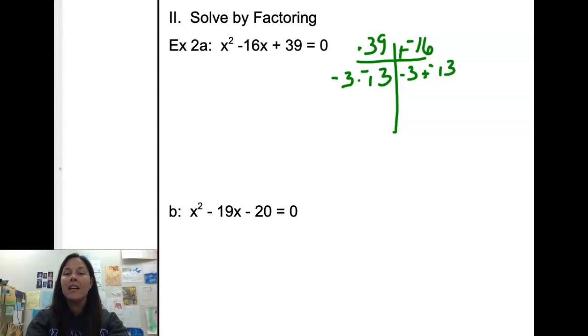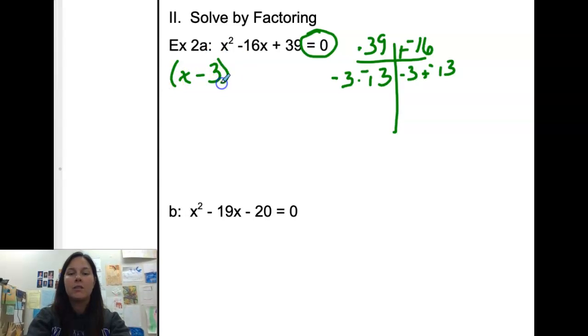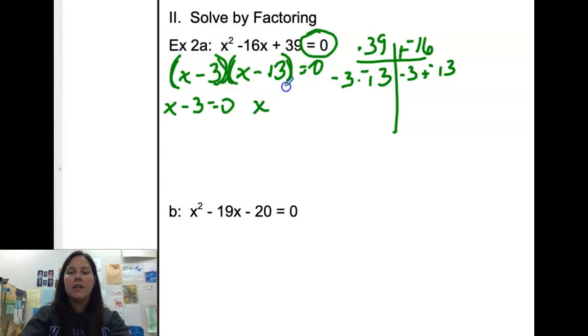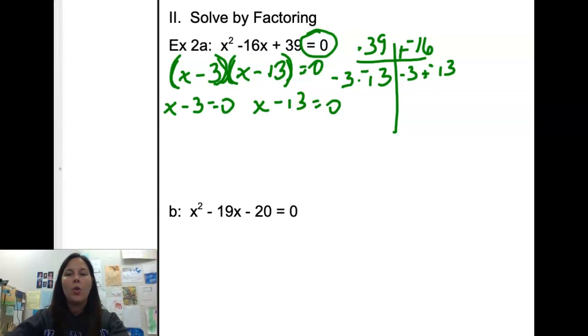So now, instead of y equals, we don't have a y equals this time, we have an equals 0. So I'm just going to start my factoring right away, putting that x minus 3 and that x minus 13 into parentheses, setting each piece equal to 0. Either that x minus 3 that we are multiplying by the x minus 13 equals 0. So one or the other has to equal 0.